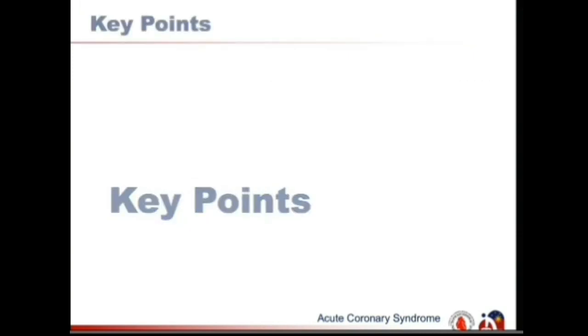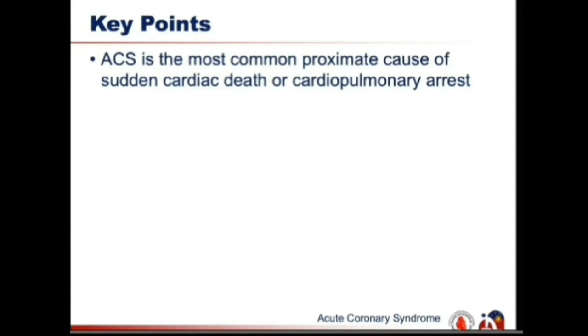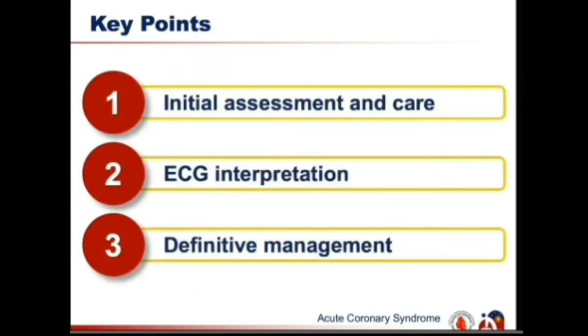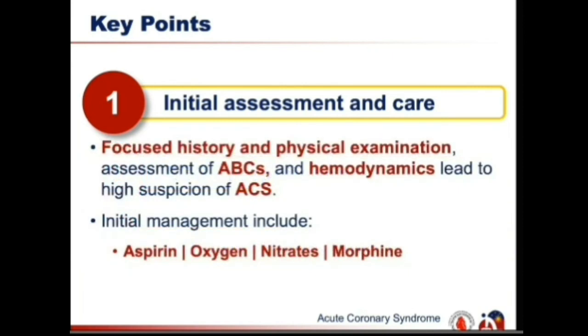In summary, ACS is the most common proximate cause of sudden cardiac arrest or cardiopulmonary arrest. Important in management is to limit cardiac injury and prevent major adverse cardiovascular events. The general steps in ACS management include initial assessment and care, followed by ECG interpretation that dictates definitive management. In the first step, focused history and assessment should be done to establish the high probability of ACS. Initial management include giving aspirin, oxygen for saturation less than 90%, nitrates, or morphine.